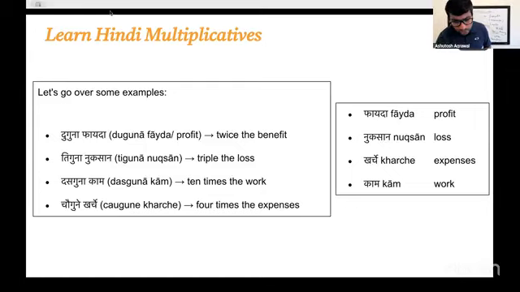Anong ji, you want to give an example? नमस्ते सर. मेरी कंपनी दुगुना फायदा है. Okay. दुगुना फायदा. मेरी कंपनी को दुगुना फायदा हो रहा है. Okay. Very good example. फायदा कहाँ है? Beautiful.